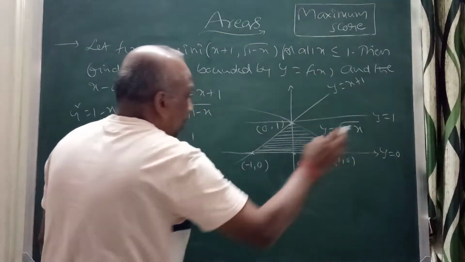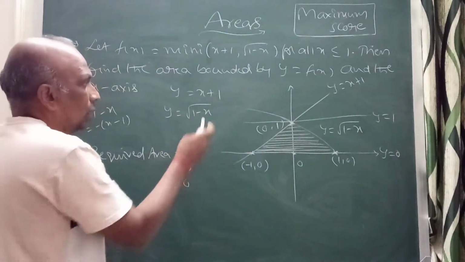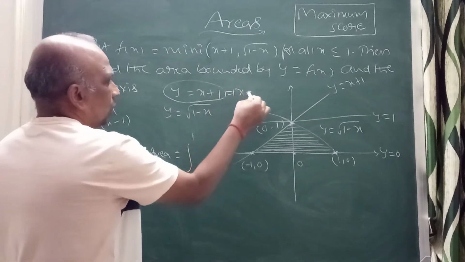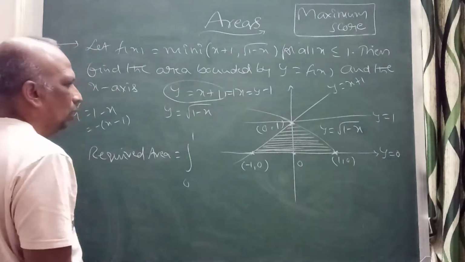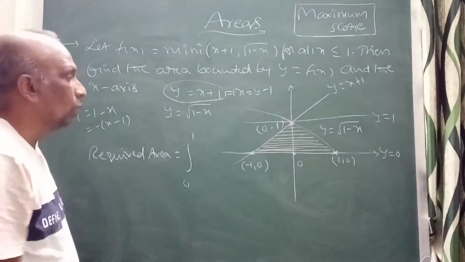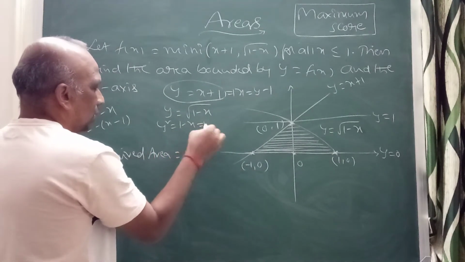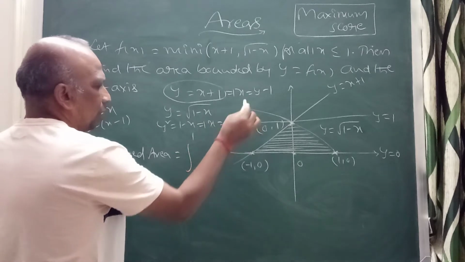When I am using y values, they are equal in terms of y. So from this, what x value will you get? From this I get x is equal to y minus 1. And from this, y square is equal to 1 minus x, so x is equal to 1 minus y square.